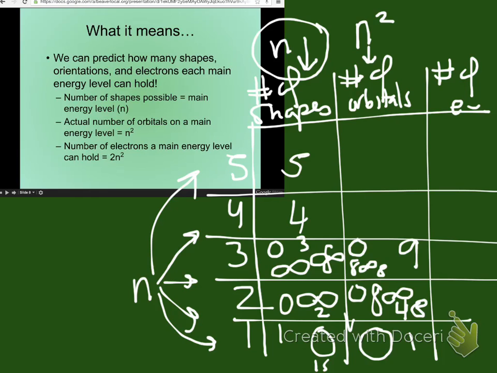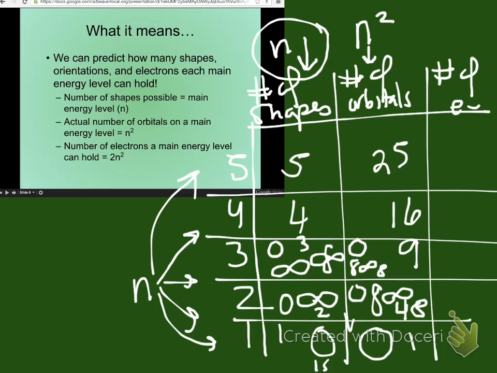So how many orbitals would you expect to find on the 4th main energy level? 16. What about the 5th main energy level? 25. 7th main energy level? 42? 49. I always screw that one up too. Yeah, so the number of actual individual orbitals is just the main energy level squared.